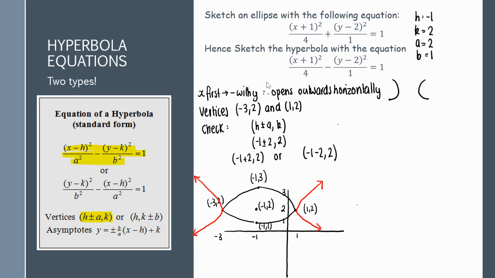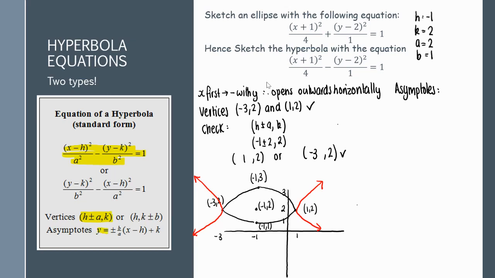Or I could have the minus version. -1 minus 2, comma 2. That will be -3, comma 2. And as we can see, they're the vertices that we thought we would get anyway just by sketching the ellipse. There's only one real thing that we have to do left. Find the asymptotes. Now, I'm just going to use the equation they gave me to find the asymptotes here. And I'll give you a tip about how to draw these accurately as well.